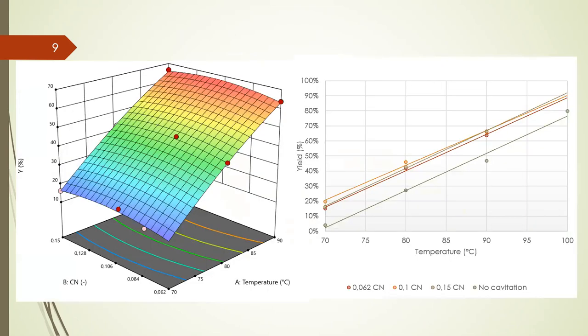Now, on the left side, you can see a 3D graph made in Design Expert. There are all 10 experiments. And according to these results, you can see that temperature has a pretty high effect on isomerization and cavitation number has a lower effect. Here is this data again, just in a different form. And here you can see that there is a definitely visible impact between the experiments without cavitation and the experiments with the cavitation.